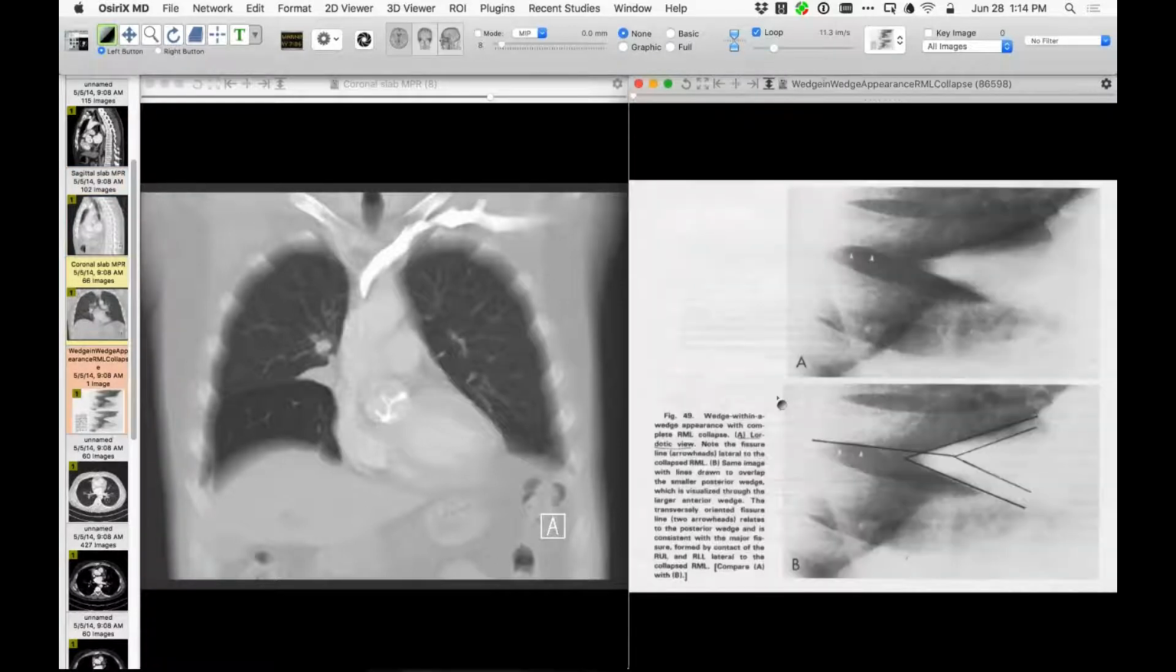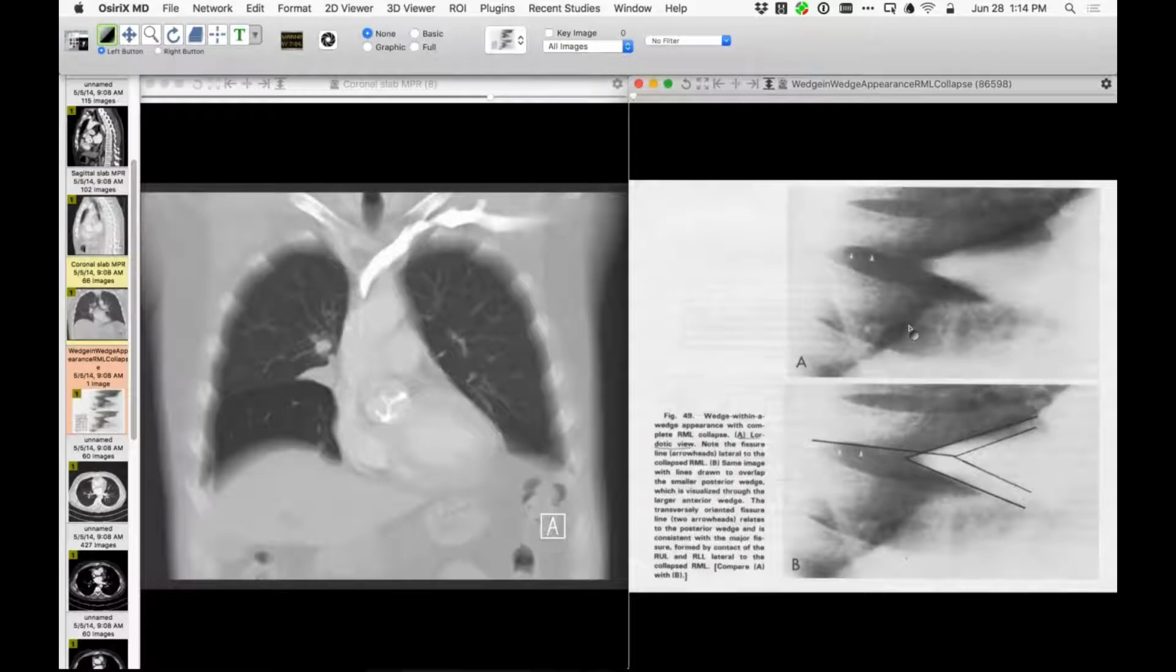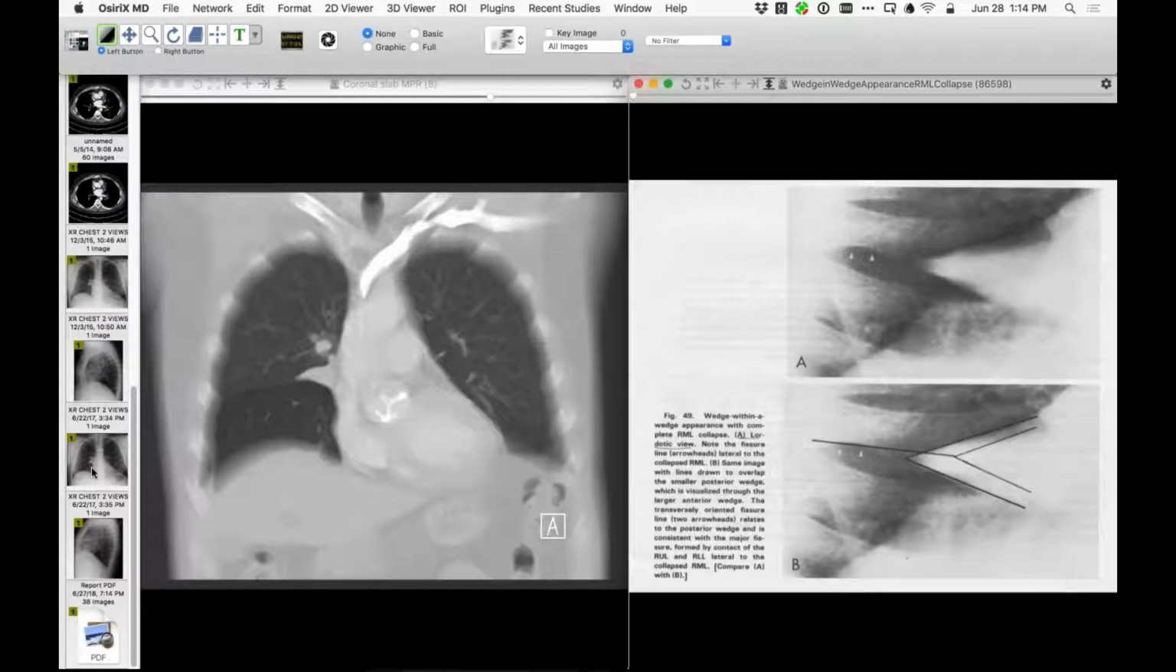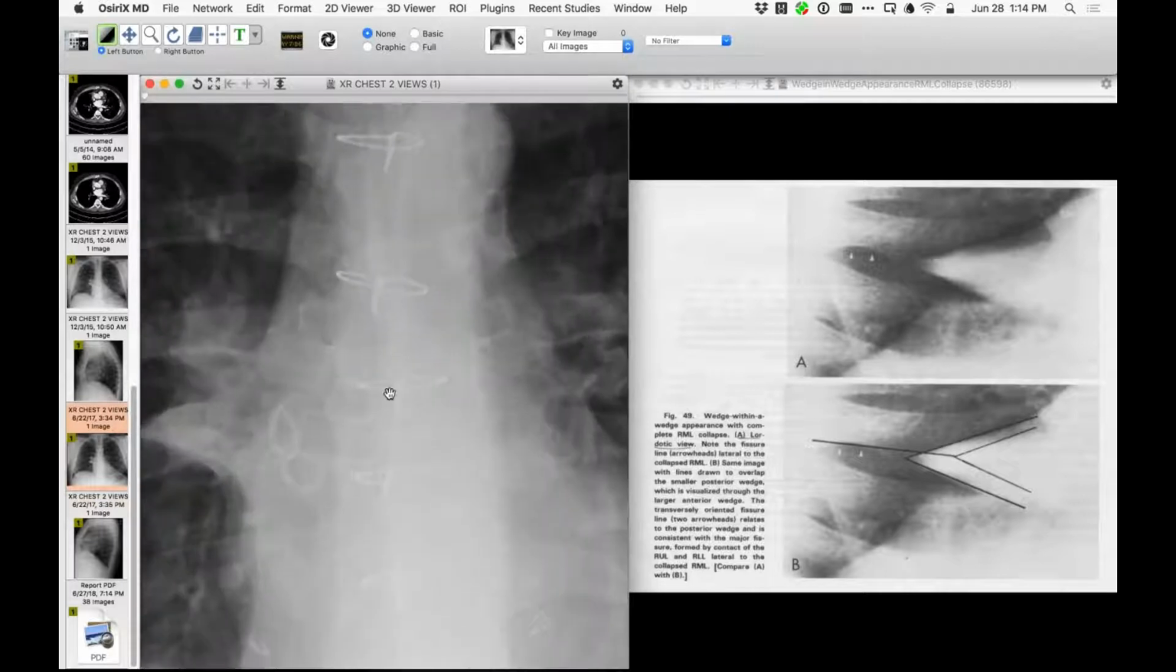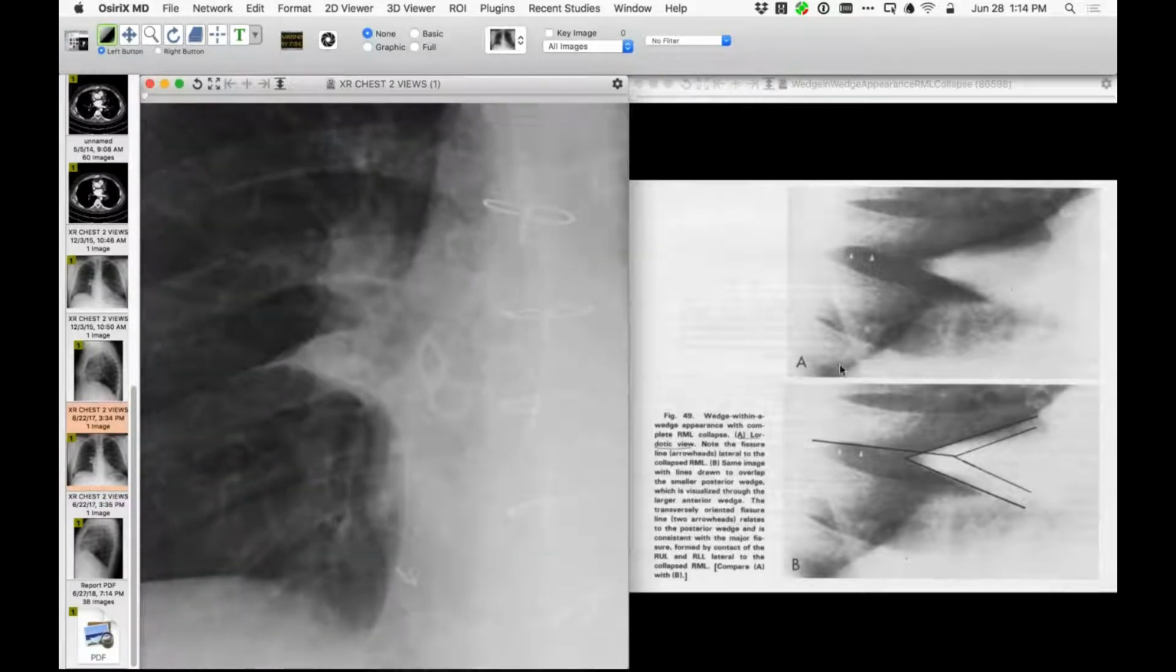So let me show you here in this classic article about right middle lobe collapse, with a lordotic projection of the chest, what you might see. Let me bring up one of these frontal projections again, and now I'm going to zoom in there. The first thing that's interesting that was described is a wedge within a wedge appearance. Here they describe two wedges, one here, and this one depicts another wedge. And this wedge over here is continuous with an interlobar fissure.